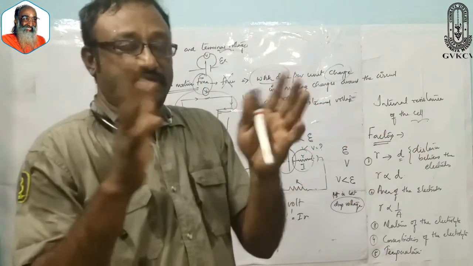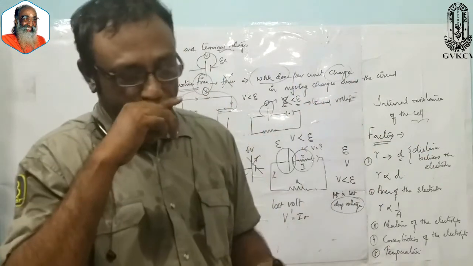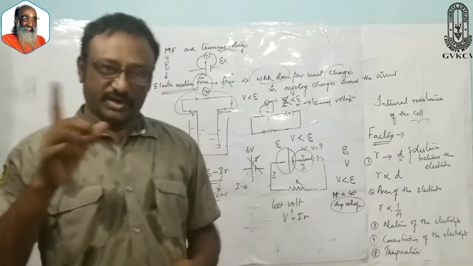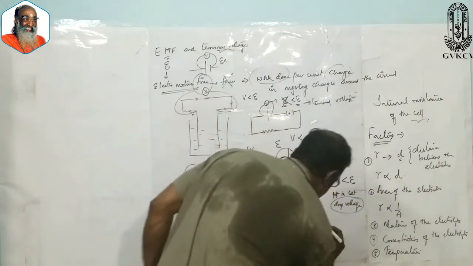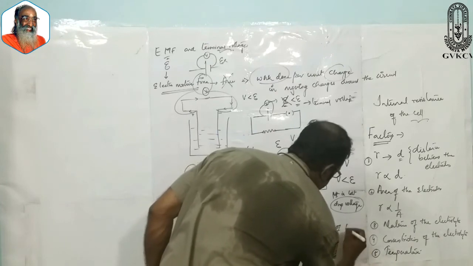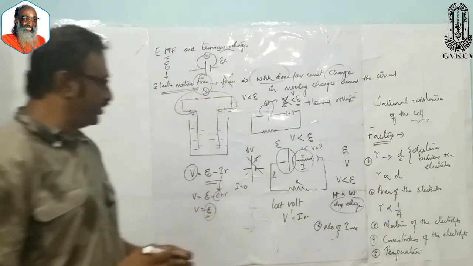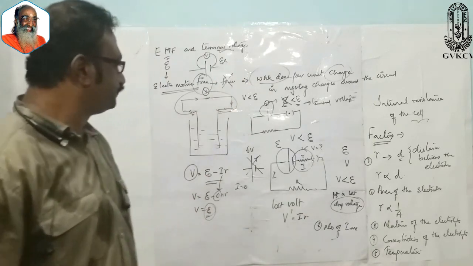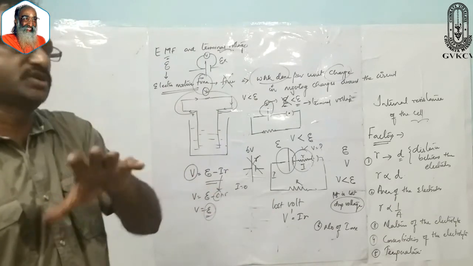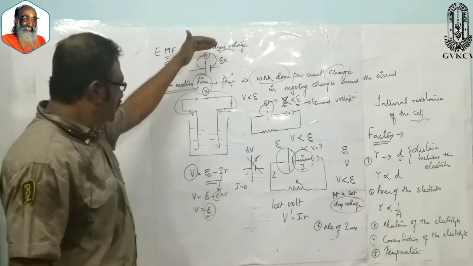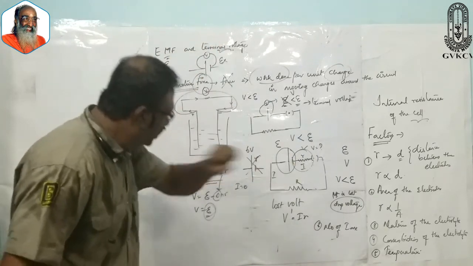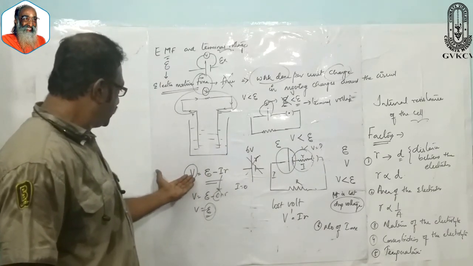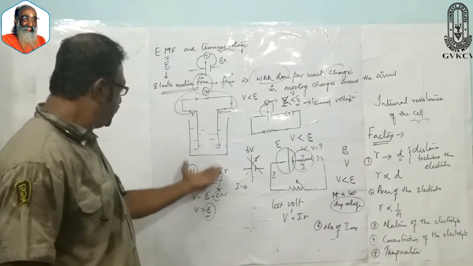And similarly, we can go with one more: the number of ions. The number of ions also will influence the internal resistance of the cell. So these are the factors which influence it. And simply here we talked about what EMF is, by how much the potential will drop at the internal resistance, the lost volt, and the relation between terminal voltage and EMF: V = E - IR.